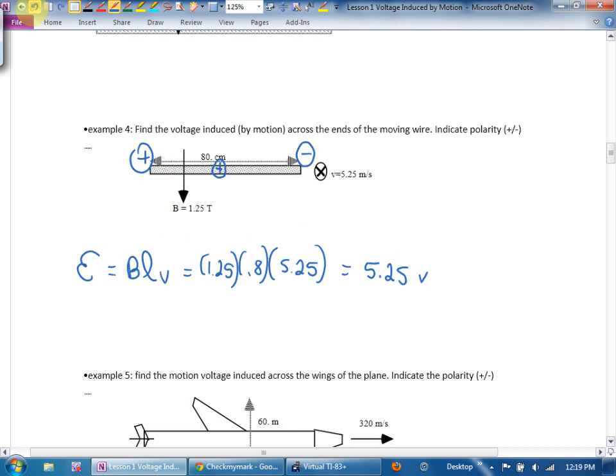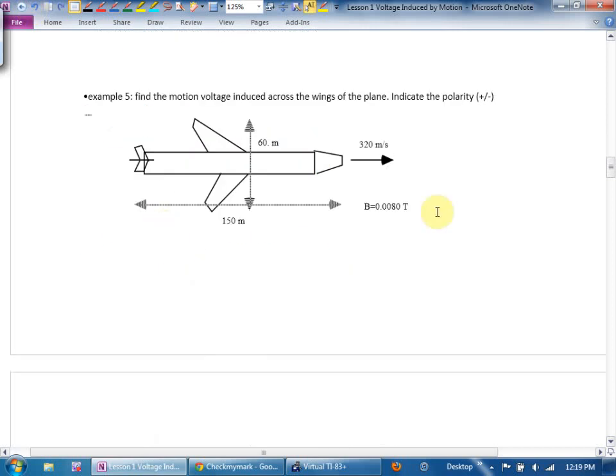For example, example 5. A plane is sort of like a metal bar. It says, find the induced voltage across the wings of this plane. Okay. The induced voltage, the EMF, is BLV. Now let's double check. My length is this way. Why don't I use this length? Because that's parallel to the velocity. I want to use the perpendicular length.